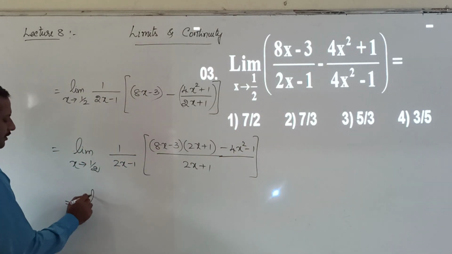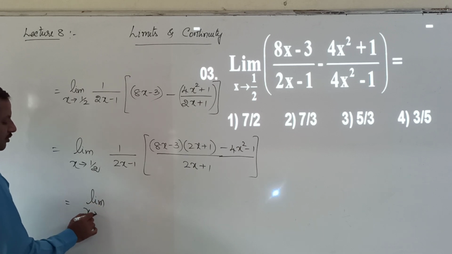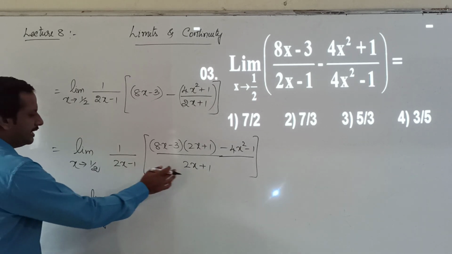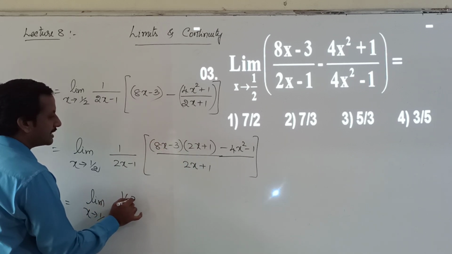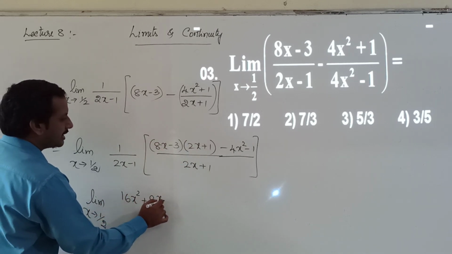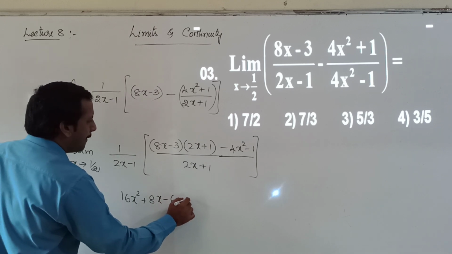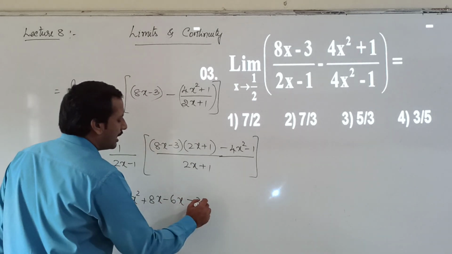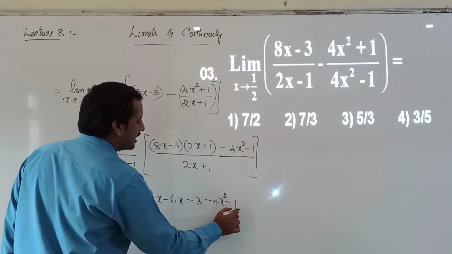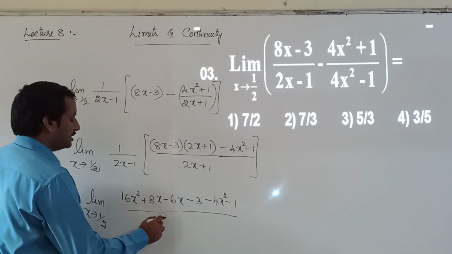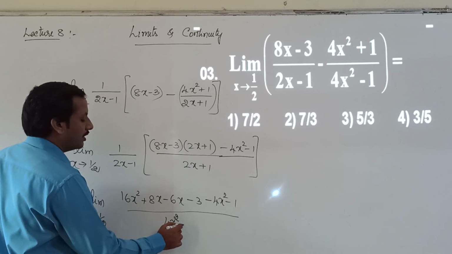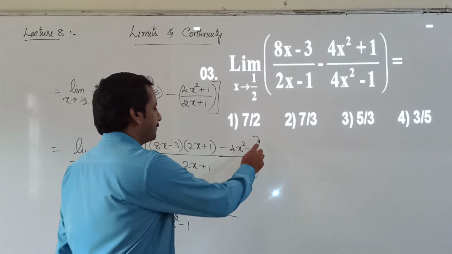That's equal to limit x tends to 1 by 2. Then you can take it inside. Here you multiply and simplify it. We get 16x square plus 8x minus 6x minus 3 minus (4x square minus 1), divided by (2x minus 1) into (2x plus 1). That will give you 4x square minus 1.